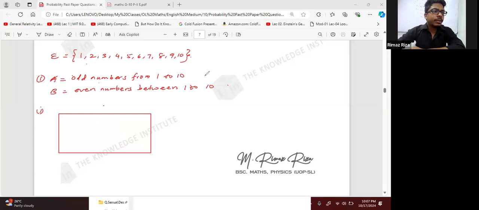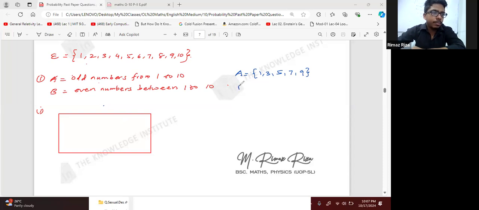Okay, so I will start. It will be easy. If we write these sets first by listing the elements, I take set A. Set A is odd numbers from 1 to 10. So what are the odd numbers from 1 to 10? 1, 3, 5, 7, 9. Okay, so those are odd numbers from 1 to 10.